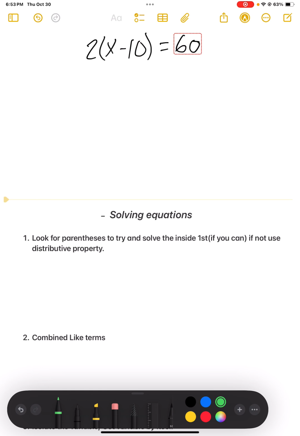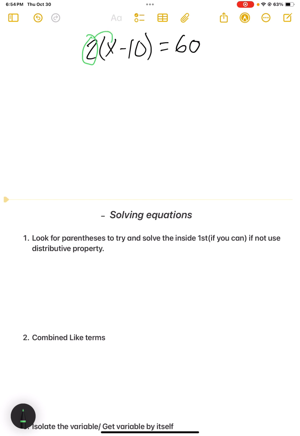All right, so you should have some type of answer that you should have also tried to plug in and check, because that's what I want you to do, right? So we follow the first step. The first step says look for parentheses to try to solve the inside. If you can't solve the inside, then distribute. If I go to the inside, I have x minus 10. Remember, you cannot add or subtract a variable and a regular number, aka a constant. All right, so that means I have to distribute this 2 to x and to negative 10.